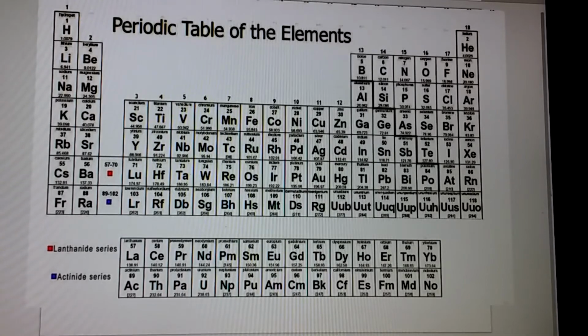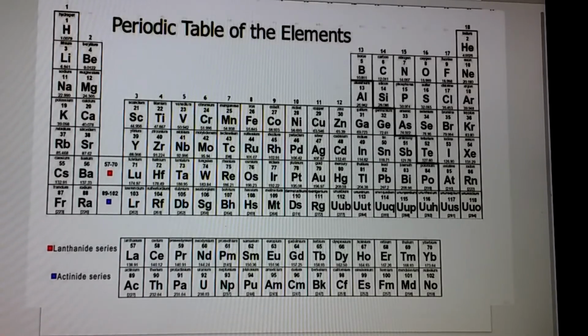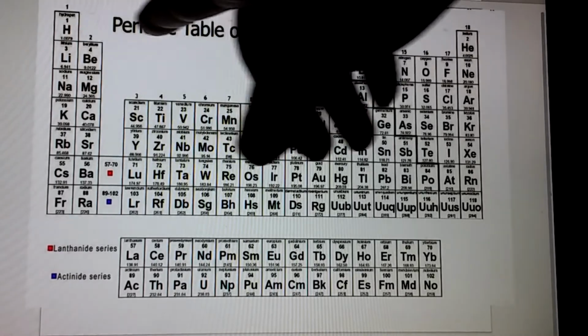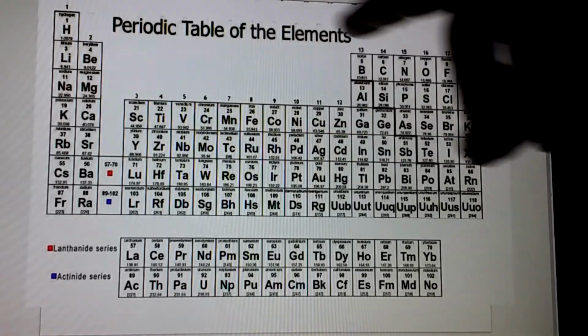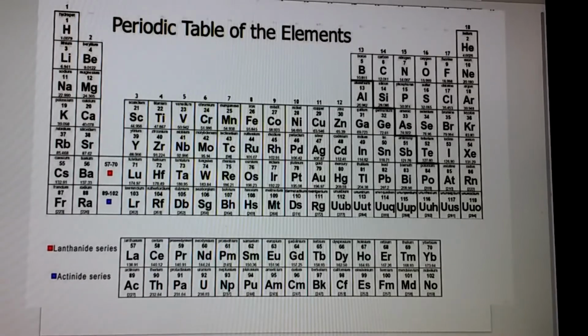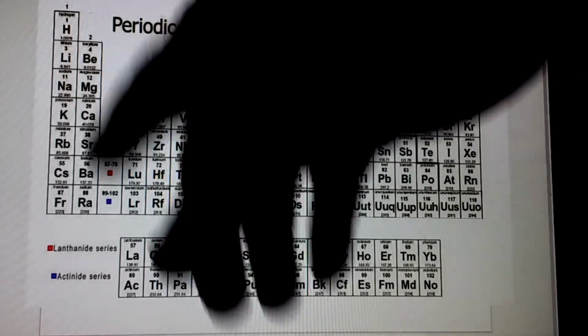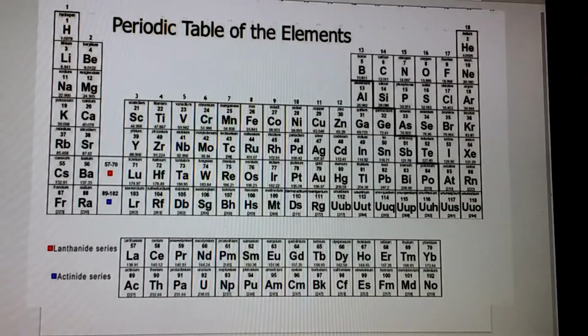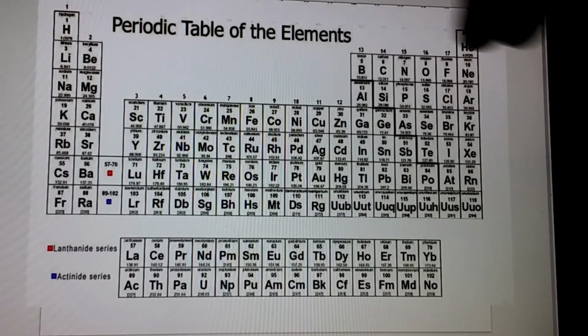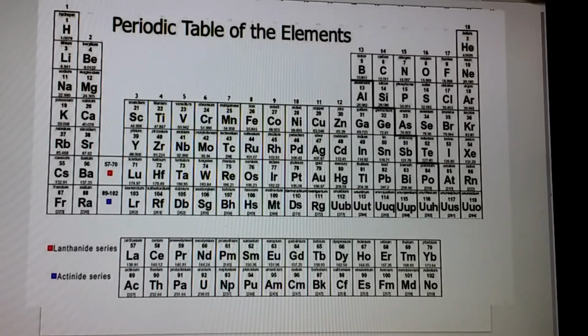I would suggest as we go on that you have your own copy of the periodic table. Here's one for reference. As we go along, these are rows. The rows are called periods, and the columns up and down are called groups or families. So we're going to go from left to right along each period, looking at the advanced Bohr model for each of these elements.